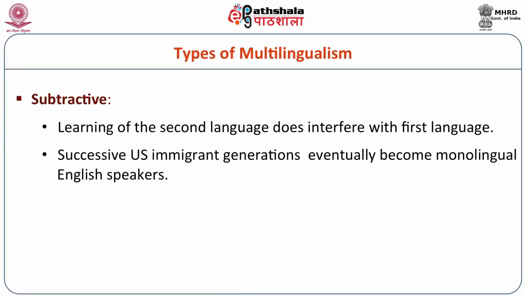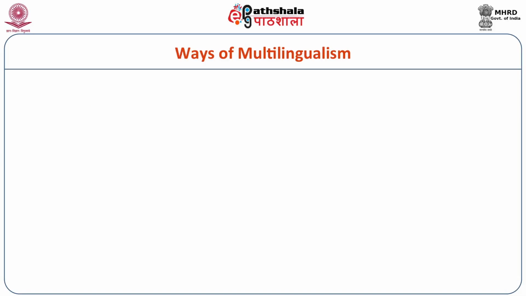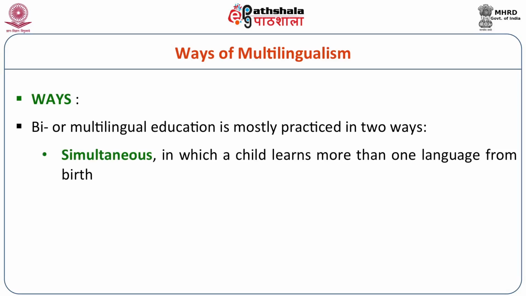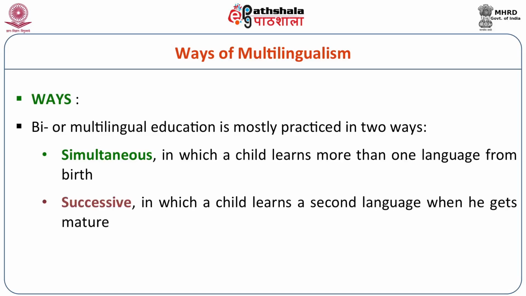Subtractive: learning a second language does interfere with the first language, because we try to use certain words of one language in the other language. Ways of multilingualism: what are the ways? Bi or multilingual education is mostly practiced in two ways: simultaneous or successive. Simultaneous is when a child learns more than one language from birth. Successive is when a child learns a second language when he gets mature. He acquires that second language. There is another terminology attached to it, known as code switching.